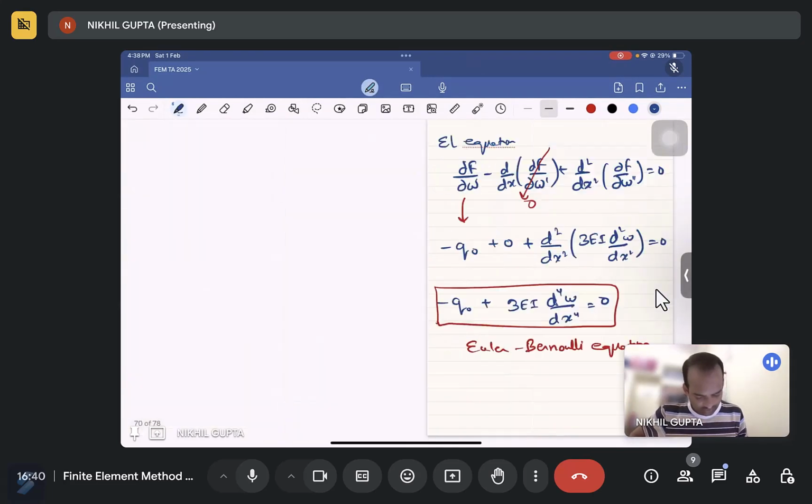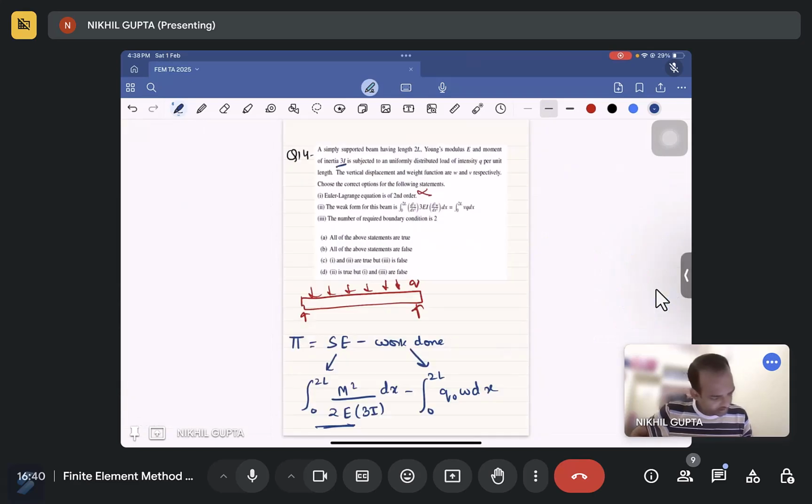the solution you will get will be the number of required boundary conditions is 2.